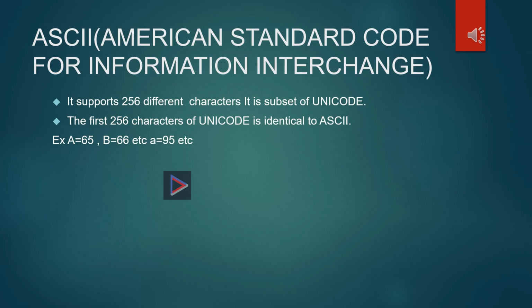Unicode uses the first 256 characters of ASCII. That is, whatever coding was done by ASCII is used by Unicode for the first 256 characters. You see what the coding is, for example, the alphabet A has the code 65.